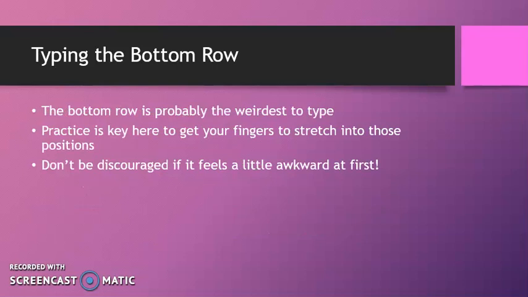Typing the bottom row is probably the weirdest to type, and in my opinion, it's probably my least favorite, but some people may disagree. Especially because you have to kind of go back a little bit for the J to the M, but it all depends on what you like to type. Practice here to make sure your fingers can stretch into those positions, and don't be discouraged if it feels awkward at first.